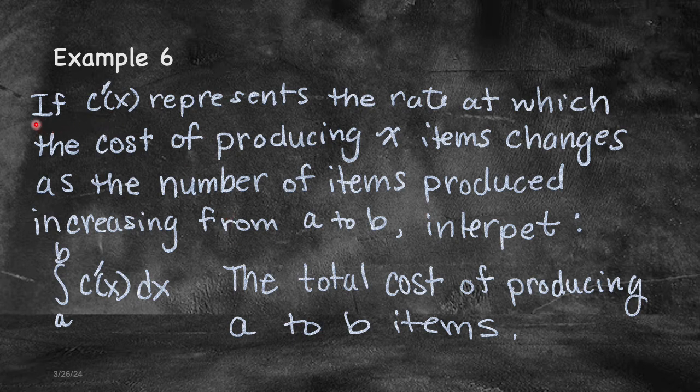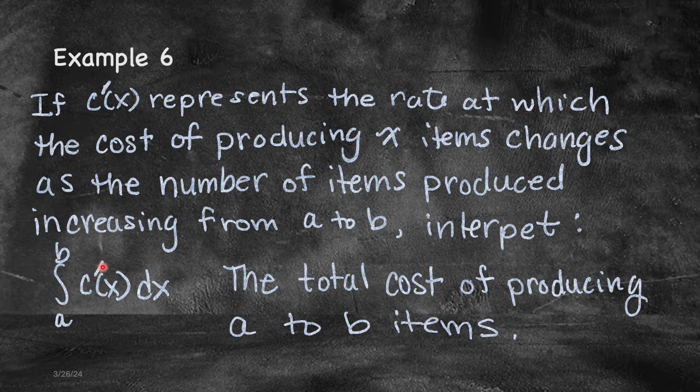So the question says, if C prime of x represents the rate at which the cost of producing x items changes as the number of items produced increases from A to B, we're going to interpret the meaning of this definite integral. Now, although we don't have specific values plugged in here, we can still interpret it.